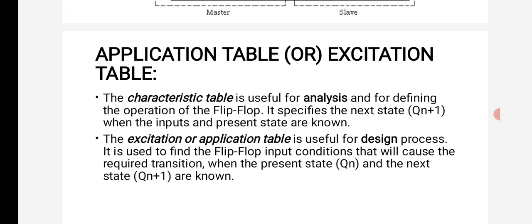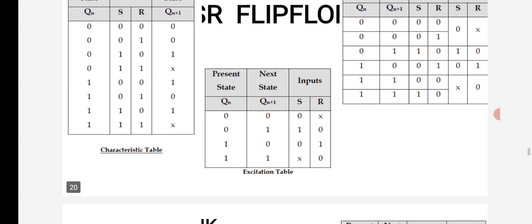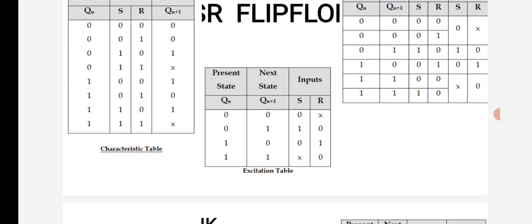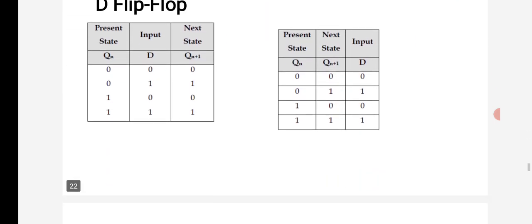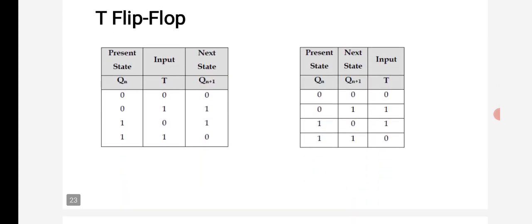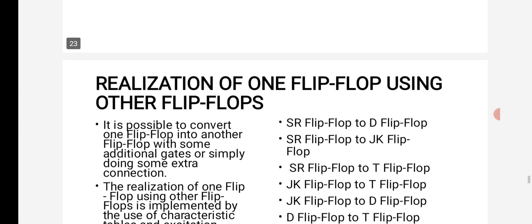Application or excitation table. It is useful for analyzing and defining the operation of the flip-flop. It specifies the next state when the input and present state are known. The excitation or application table is useful for the design process. It is used to find the flip-flop input conditions that will cause the required transition when the present state Qn and the next state Qn plus 1 are known. So this is the truth table for the master slave JK flip-flop and D flip-flop. And this is the excitation table for the T flip-flop.